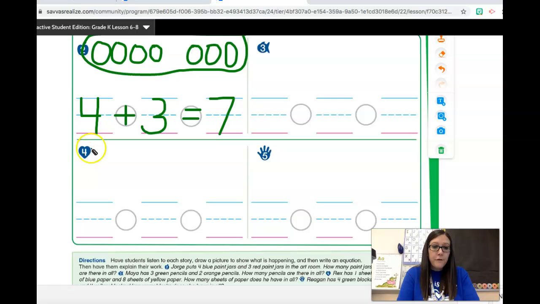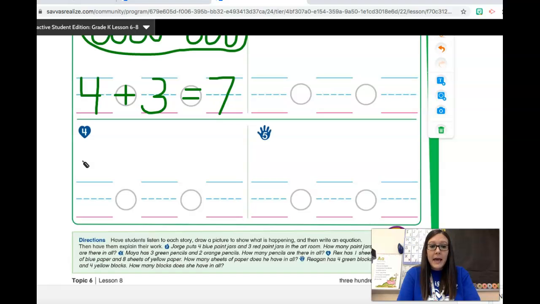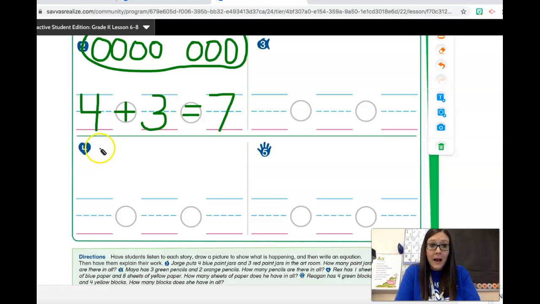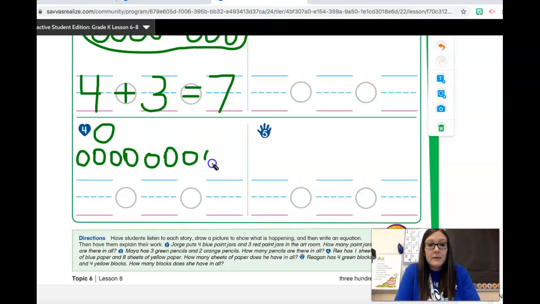All right, let's come down. We're going to do number 4, heart. Listen to my math story. Rex has 1 sheet of blue paper. Let's draw that right now. 1 for 1 sheet of blue paper. And Rex has 8 sheets of yellow paper. Let's draw that part now. 8 sheets of paper, that means 8 counters. 1, 2, 3, 4, 5, 6, 7, 8.